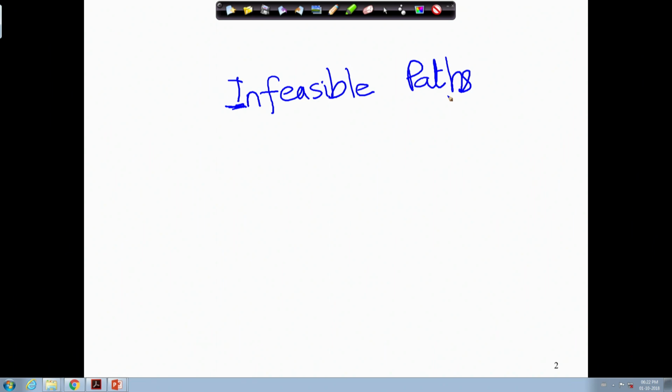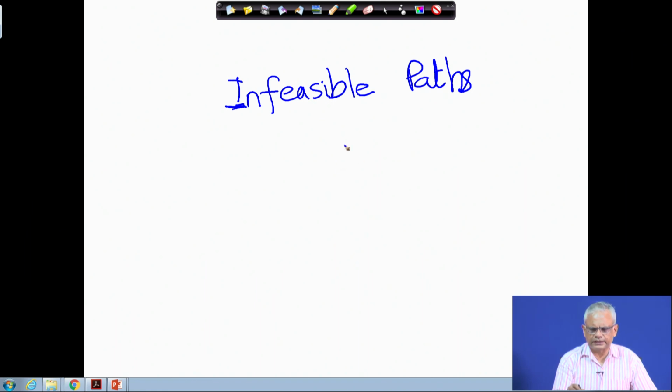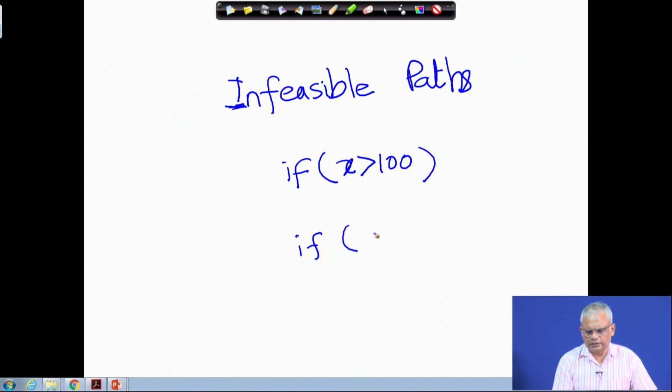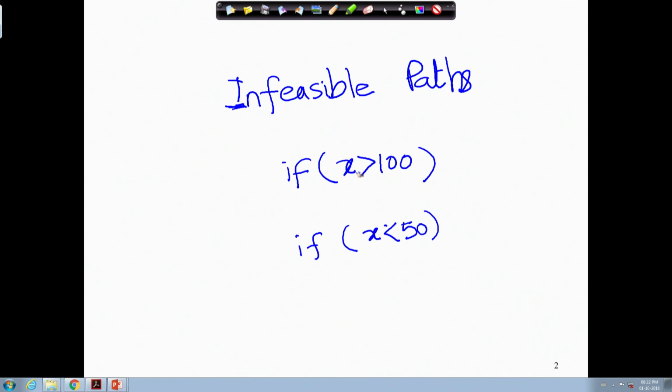In an infeasible path, the conditions are such that, let us say here we have a condition, if x greater than 100, and then we have if x less than 50. So, we cannot have both of these as true. If this is already greater than 100, then we cannot have this as true. So, when this is true, this cannot be true.